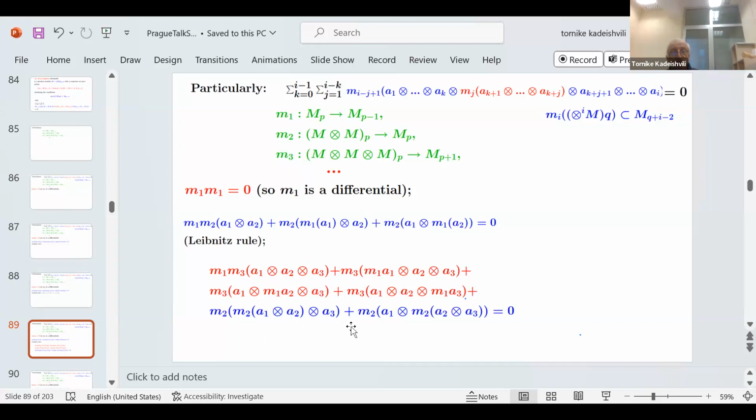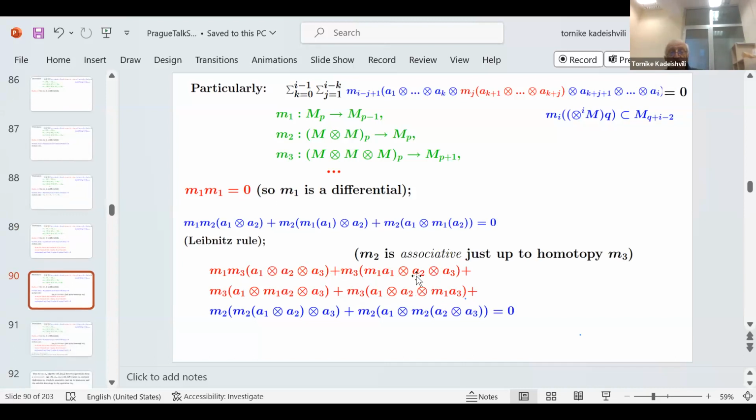Oh, and here is first A2, A3, and then only N1. So the blue part is associativity, (AB)C equals A(BC). But it is not 0. It is 0 after adding the red part. And what is the red part? It is differential M1 of M3, and then M3 on N1 in E.